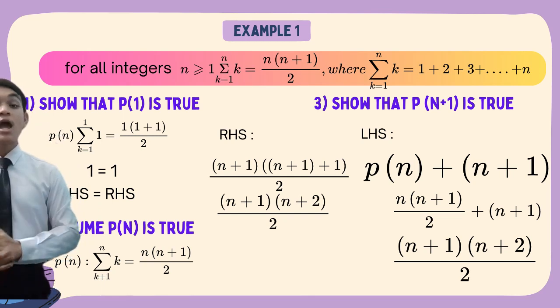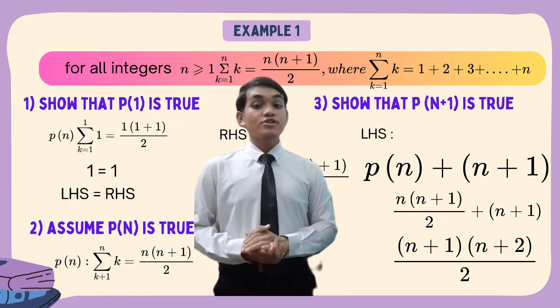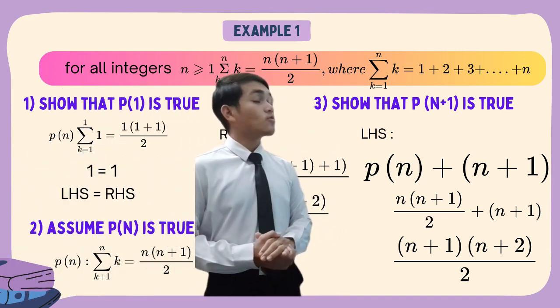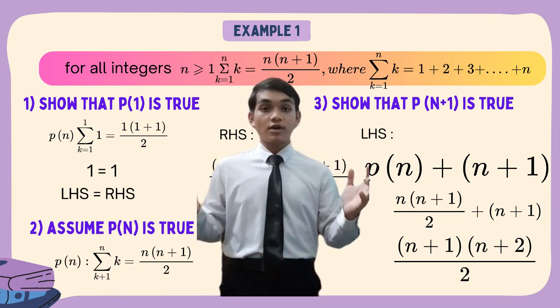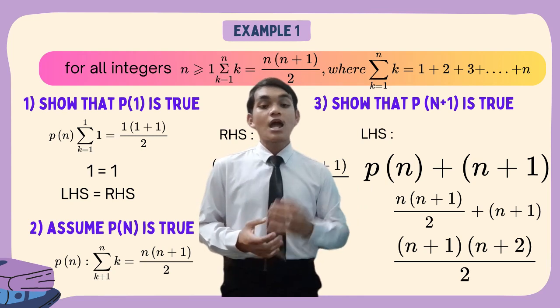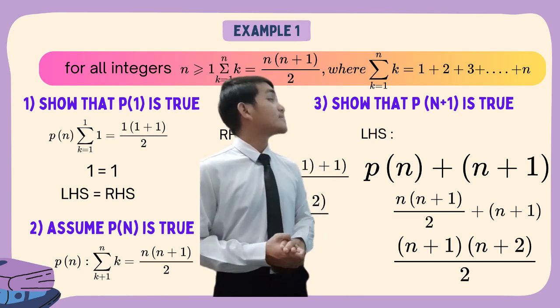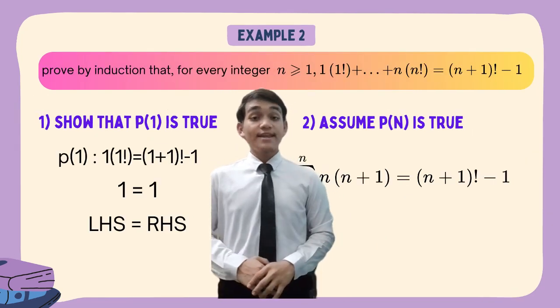For the second step, we must assume that P(n) is true. And the last step, we must show that P(n+1) is true. So we need to add n plus 1 to both the left hand side and the right hand side. And in the last equation, we will get that (n plus 1) times (n plus 2) is divided by 2. Let's look at another example.